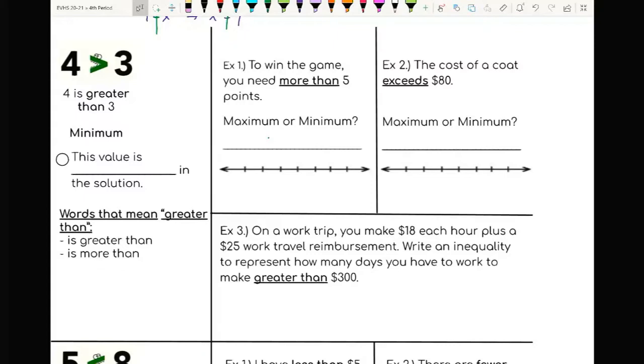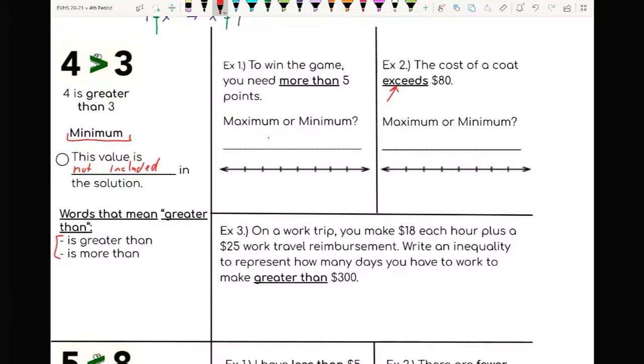Now, we're talking about writing inequalities from verbal expressions. 4 is greater than 3 is how that is read. Now, whenever we have a greater than, we're talking about essentially the minimum value. That'll make more sense when we start doing our examples over here. This value is not included in the solution. So let's go ahead and look at words to keep track of. Greater than, more than. Exceeds is also one that you'll see. To win the game, you need more than 5 points.